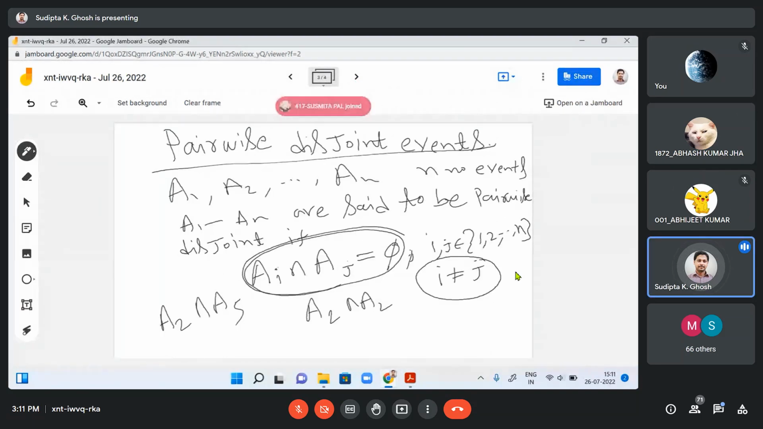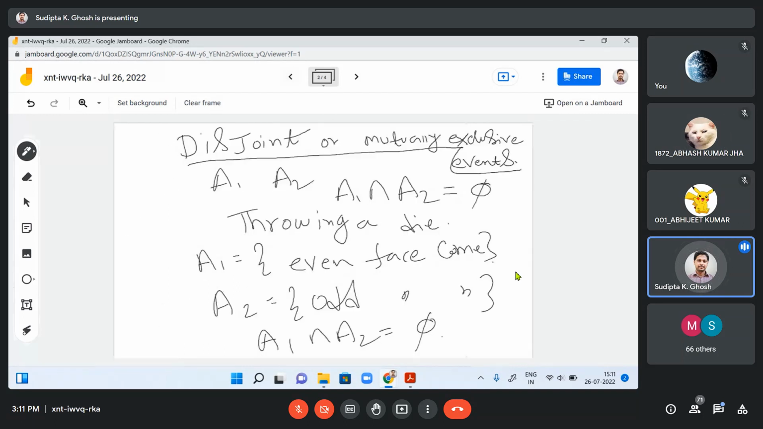Pairwise means pairwise disjoint events. Sir, what is the difference between pairwise disjoint events and disjoint events? Exactly. Whenever you are taking disjoint events, you are taking only two events, such that A1 intersection A2 is equal to phi.